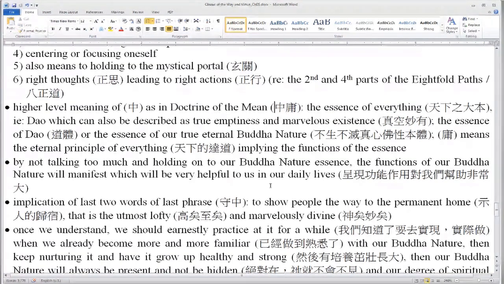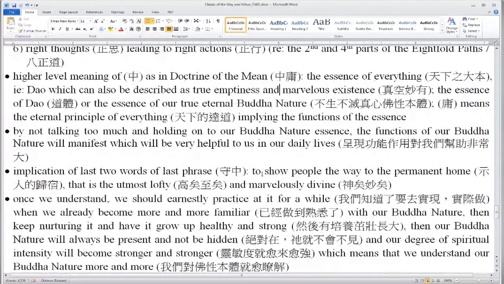So actually, if you want a higher level interpretation of this Zong Yong, you could say oneness, or the concomitance of the essence and function. But that's a bit wordy. So that's what it means. In practical terms, this is what it means.